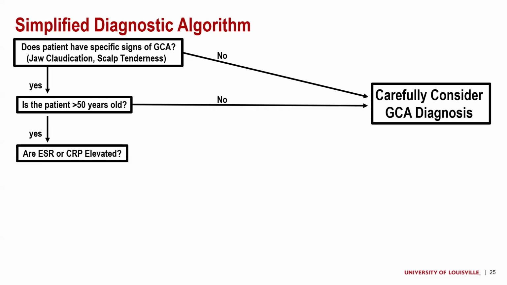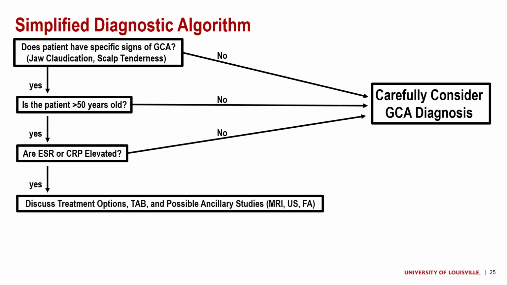Now, they're over 50 years old, they have specific signs of giant cell arteritis, but you don't want to just start treating them just based on that, because this treatment has a lot of complications. So you check the ESR and CRP, and hopefully the patient hasn't already been placed on steroids at this time. If the ESR and CRP are unremarkable, then they have less than a 1% chance of giant cell arteritis, so you should carefully reconsider your diagnosis.